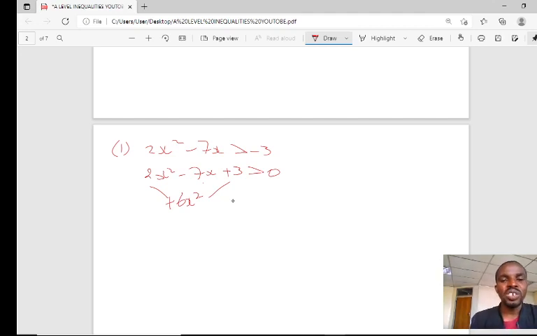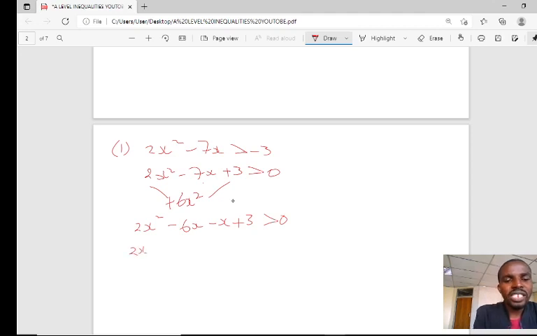Then the value in the middle. This one, I'm sure you've done this stuff at O level. Right, so the numbers in this case are minus 6x and minus x. Those are the two values. So to factorize, you replace the middle value, which is minus 7x, with those two numbers. Let me replace: 2x squared minus 6x, then minus x, plus 3 is greater than 0, like this.